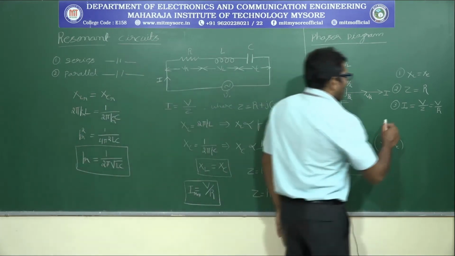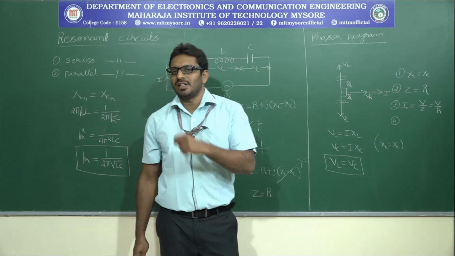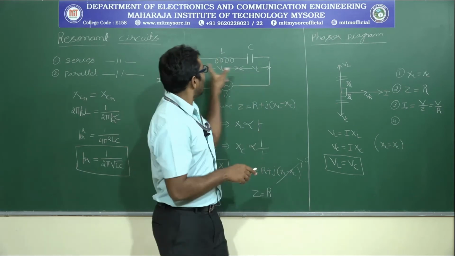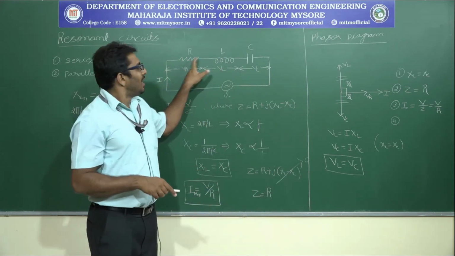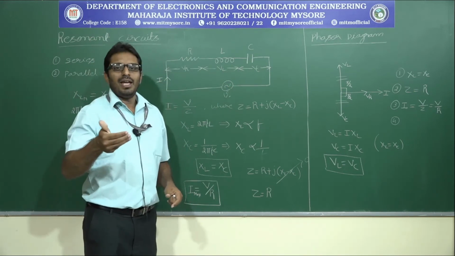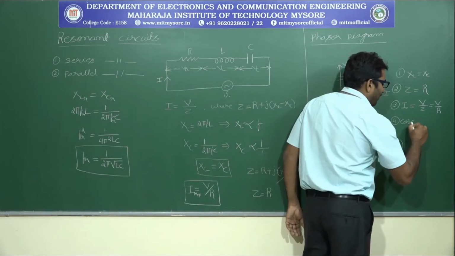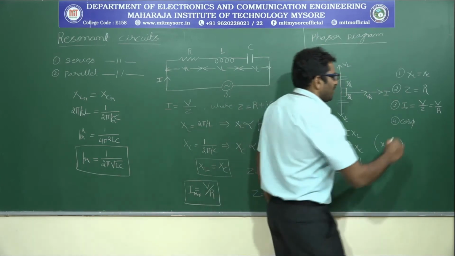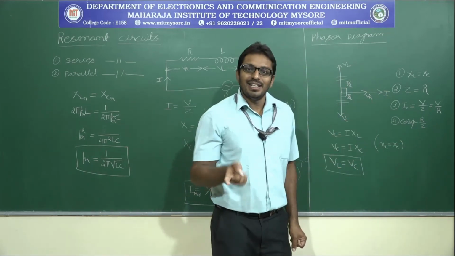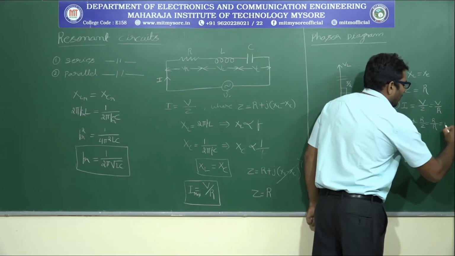Next, power factor. What is power factor? That is also a term we discussed in basic electrical engineering. Power factor is the ratio of the resistance of the circuit to the impedance of the circuit. Power factor is represented by cos phi, which is equal to R by Z. But at resonance, what is Z? Z is equal to R. Therefore R divided by R is equal to 1.